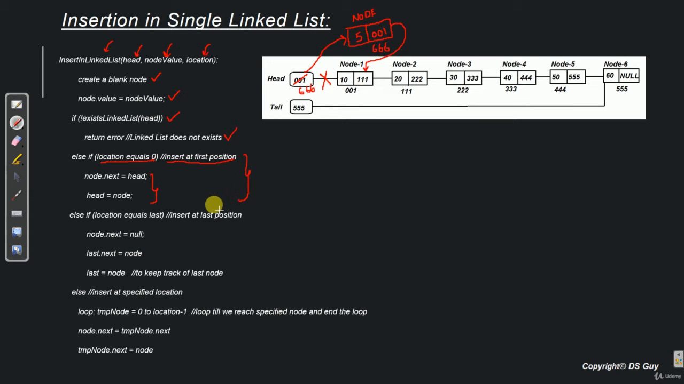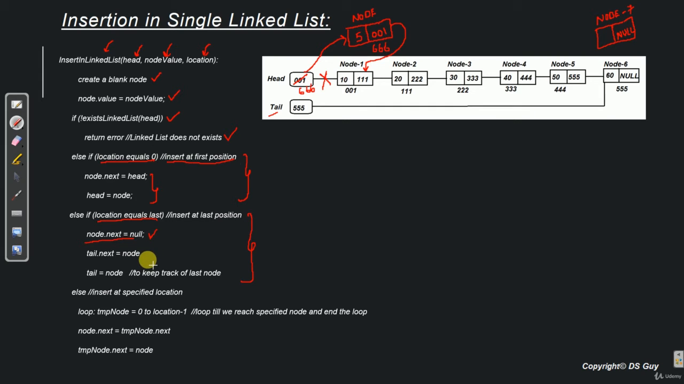Fine. Now let's say we want to insert the new node at the last position. In that case, we come to this else condition. The condition says that if location equals last, then all that we have to do is node.next is equal to null. So let's say this node 7 is the node that we want to insert at the last position. So node.next is equal to null. We put a null value over here, which indicates that there are no more nodes after this node.